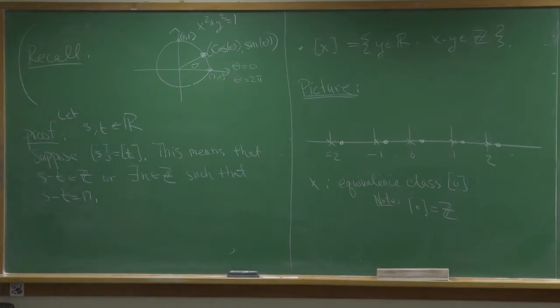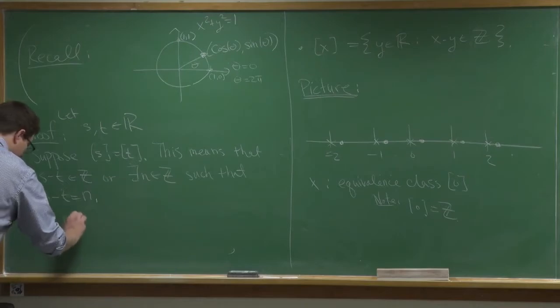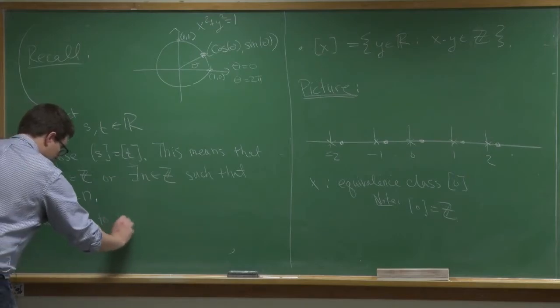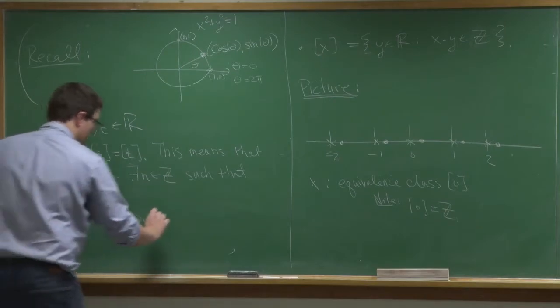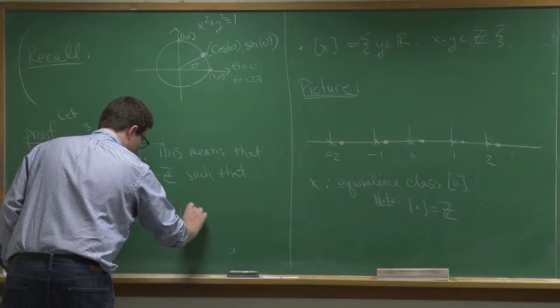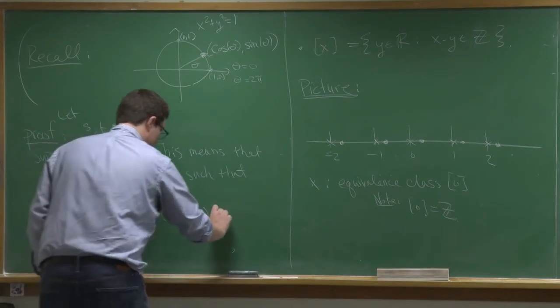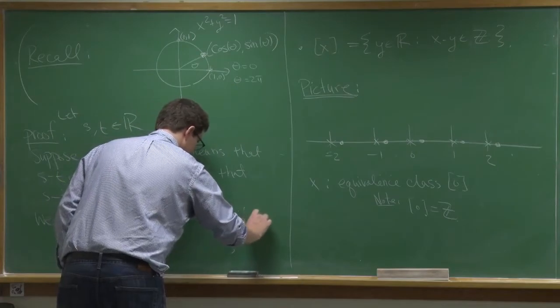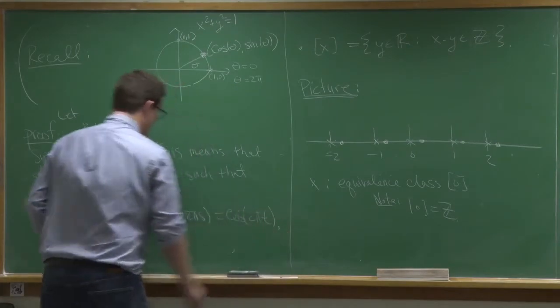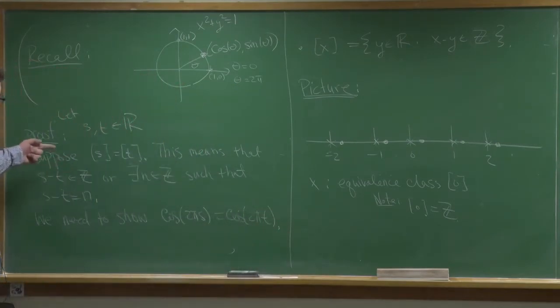All right? So we need to show that they have equivalent outputs. So we need to show cosine of 2 pi s is equal to cosine of 2 pi t. So this is equivalent inputs, and this is equivalent outputs. So this is what we need to prove.